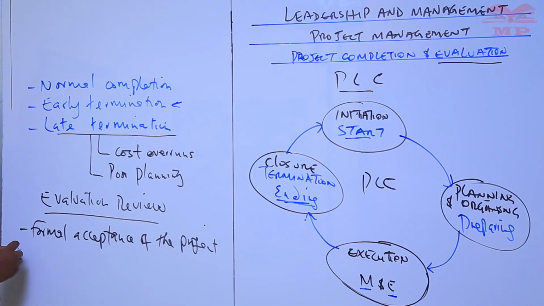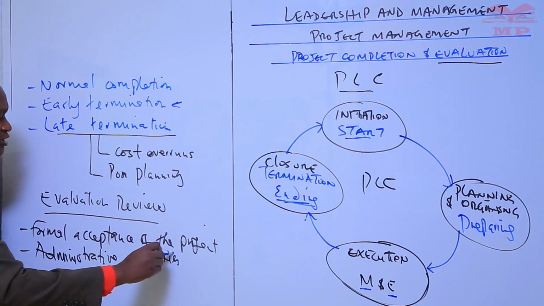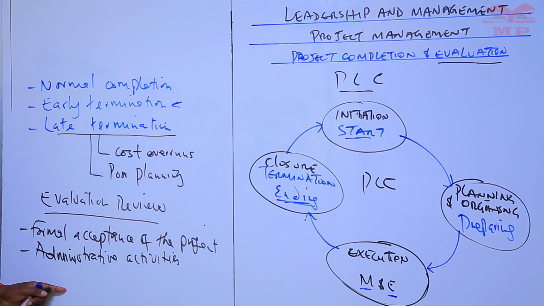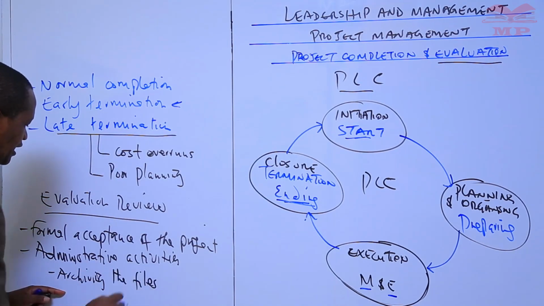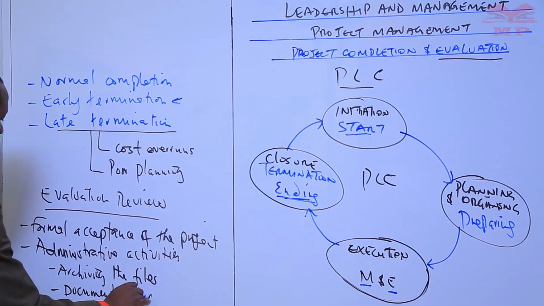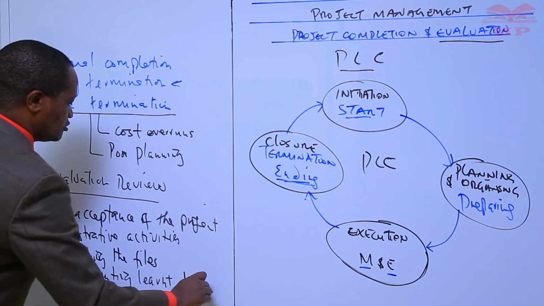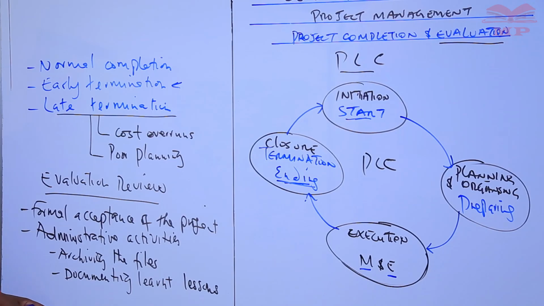And there are certain administrative activities that should take place at this stage, which include archiving the documents or the files of the project, and documenting lessons. Documenting the lessons that are learned.